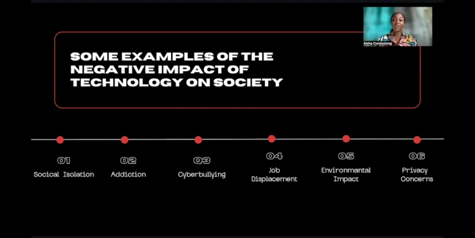And lastly, there is the issue of privacy concerns. Now, technology has certainly raised concerns about privacy. Companies and governments may collect and use personal data in ways that individuals may not be aware of or comfortable with. Now, in today's presentation, we're going to focus on one specific area, and that's cybersecurity and privacy.